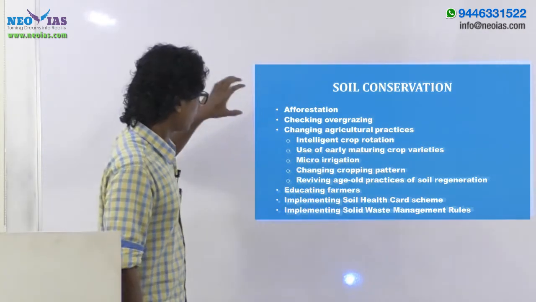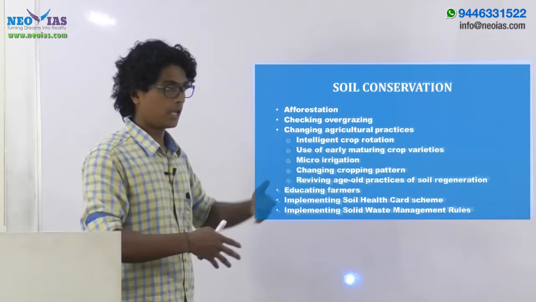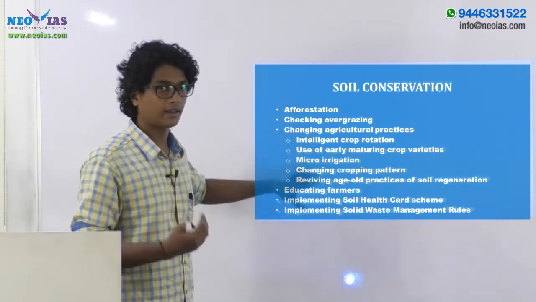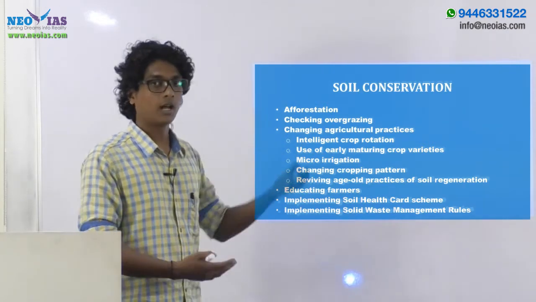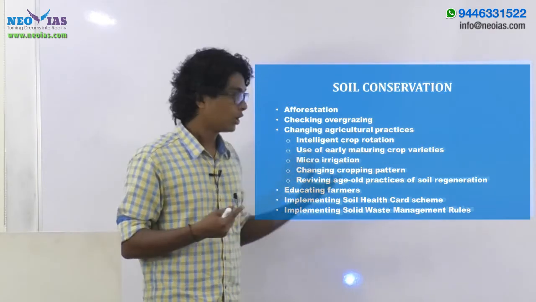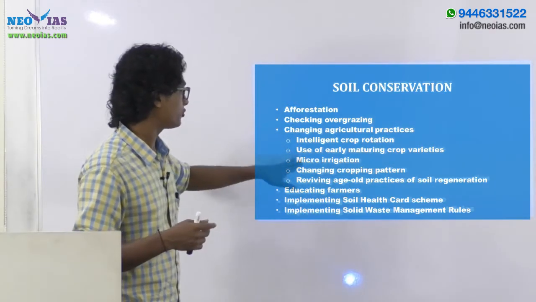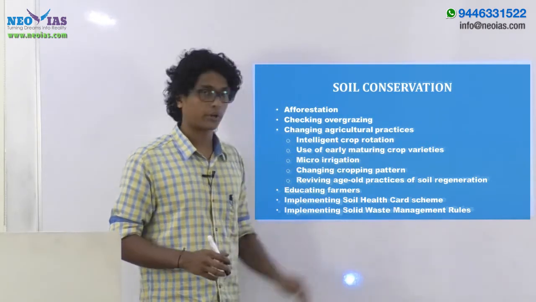If you are addressing this point, make sure you bring up certain points. Regarding conservation techniques, agriculture practices or sustainable agriculture practices are the important suggestions. The prime, important things you can bring under agriculture practice: one, intelligent crop rotation.